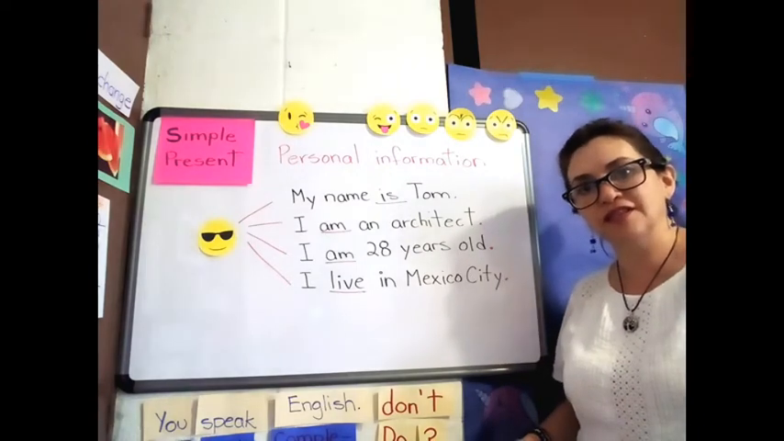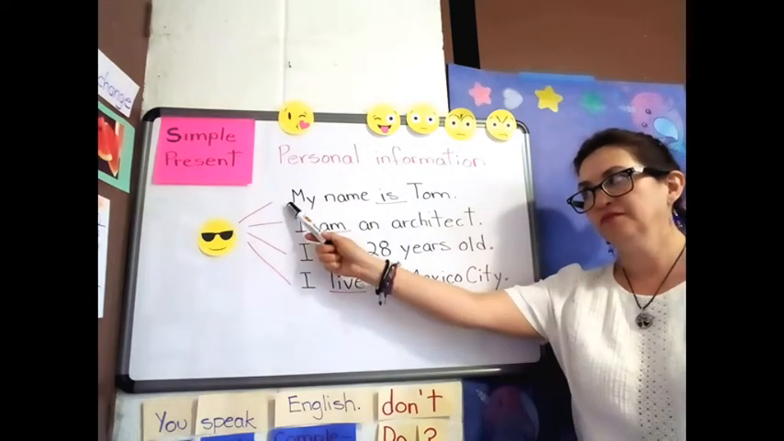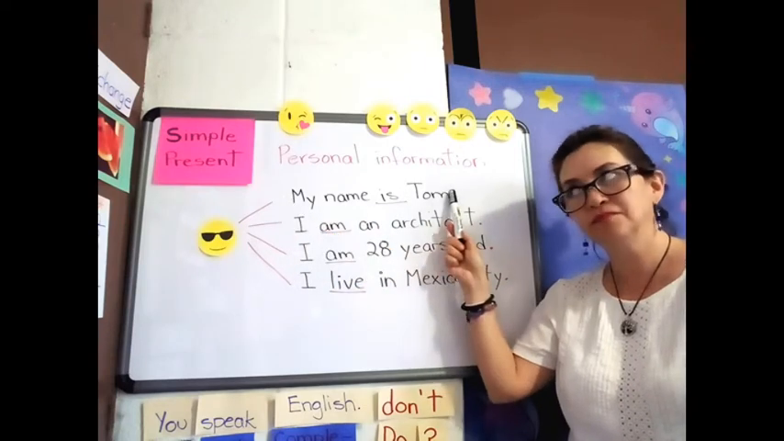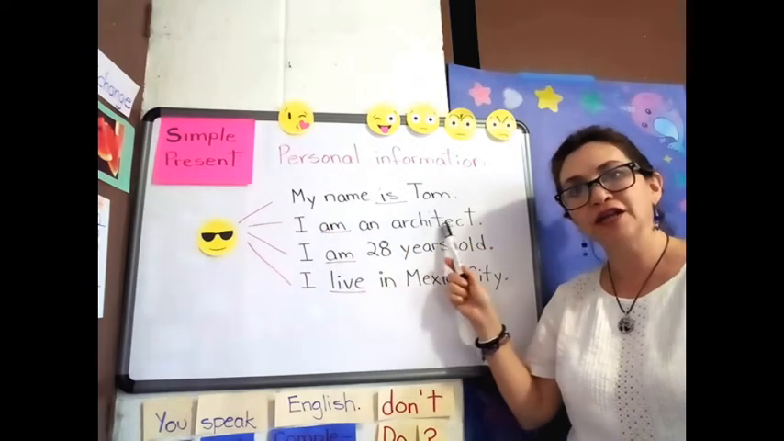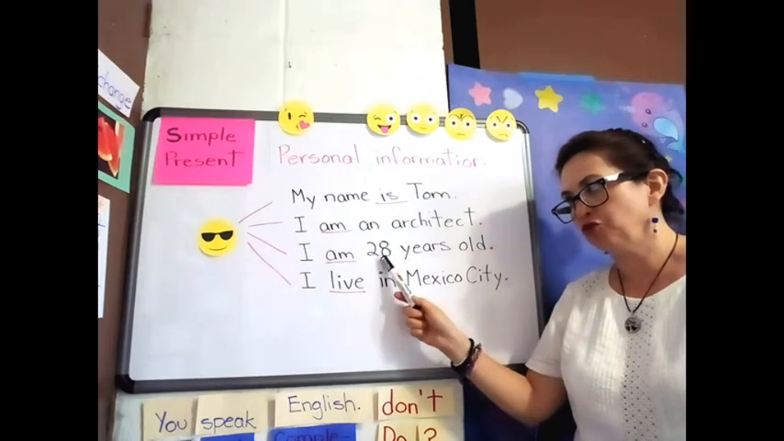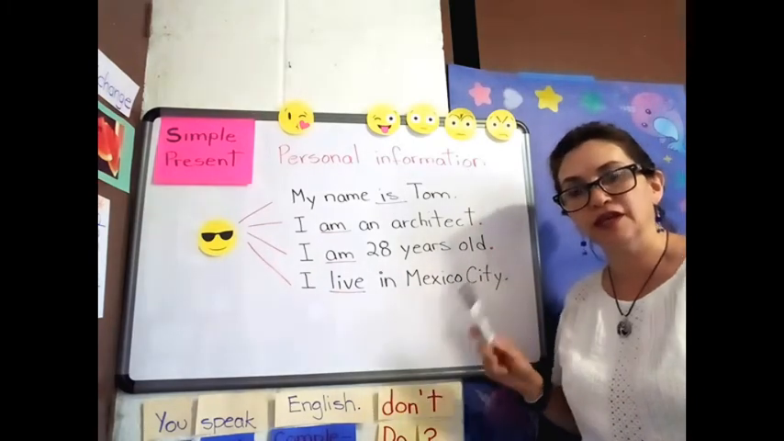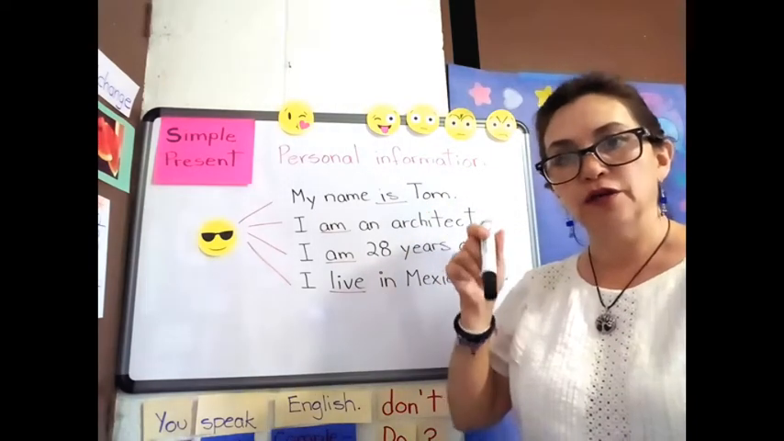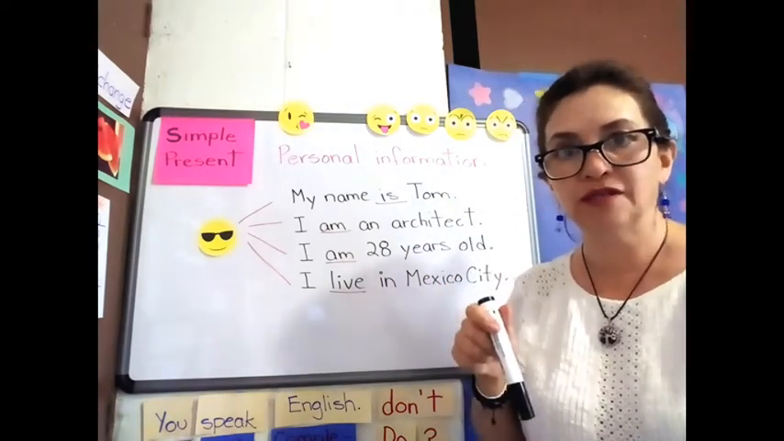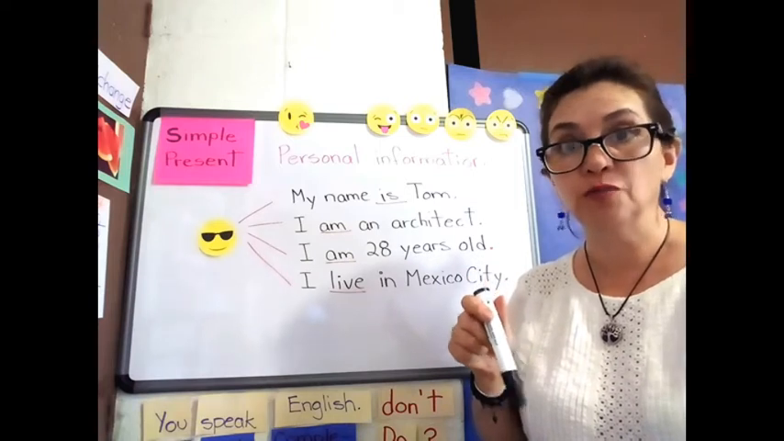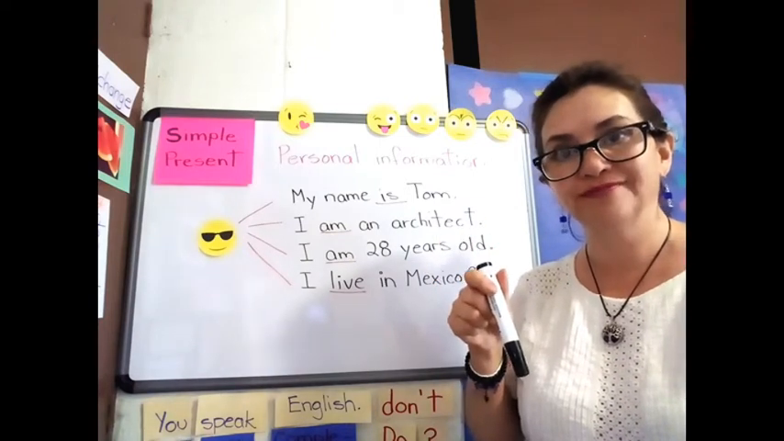Let's read the sentences one more time. My name is Tom. I am an architect. I am 28 years old. I live in Mexico City. These things are true at the moment. They can change in the future, but right now they are true.